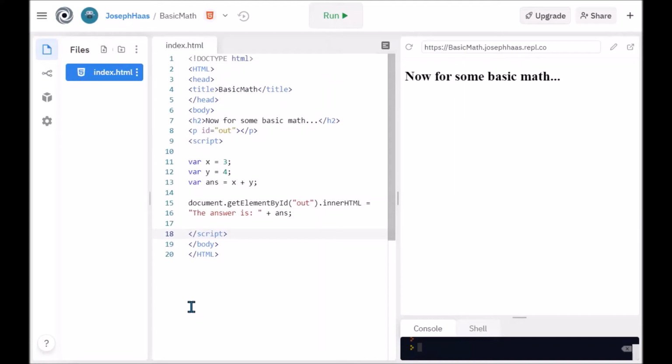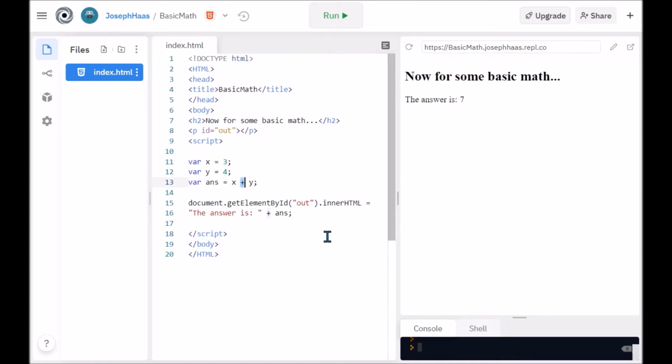In this video, I'm going to talk about basic mathematical operations in JavaScript. Now, some of these you probably know already. Here I have two variables, x and y, and a variable called ans, which is x plus y. When I print it out, as I'm doing with document.getElementById, and run this, the answer is 7. 3 plus 4 is 7. Well, that's no big deal.